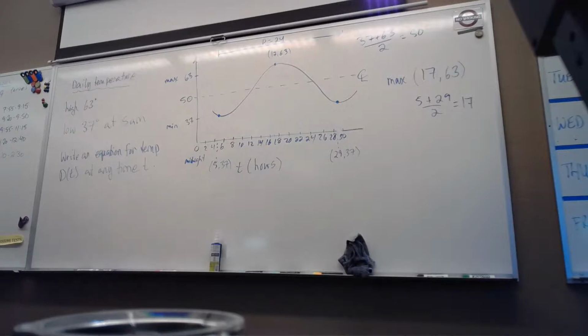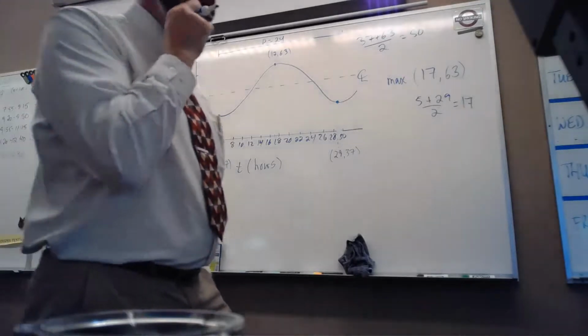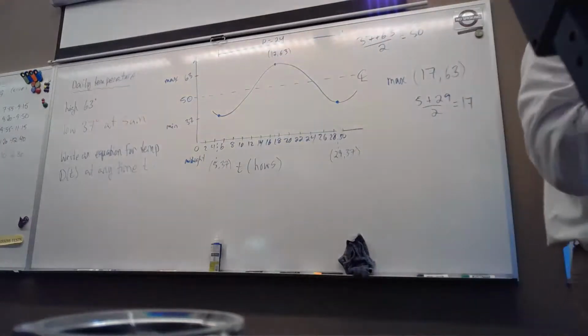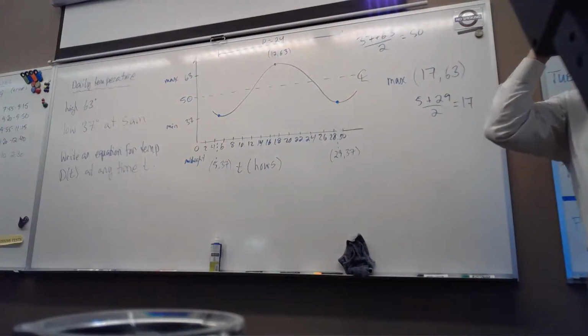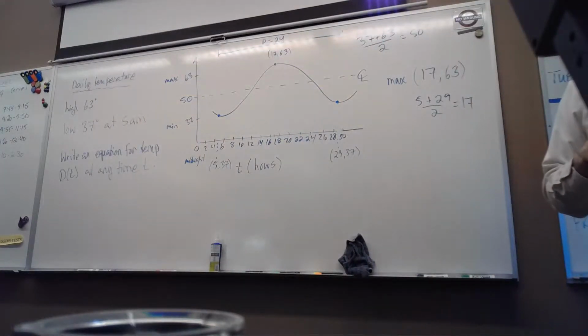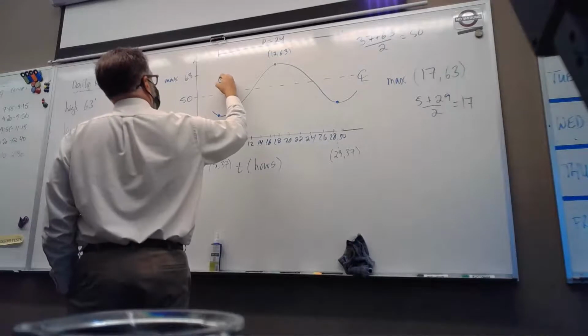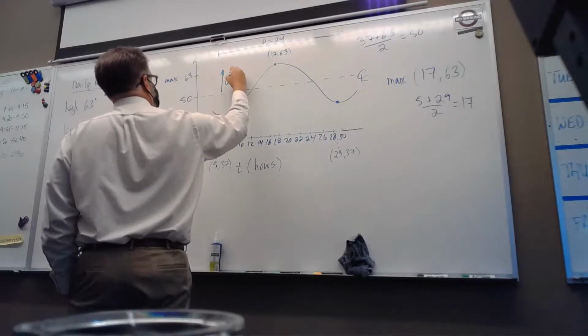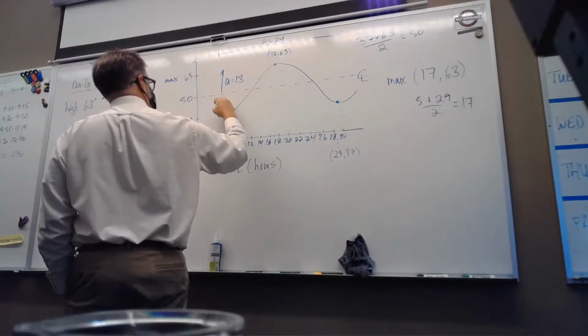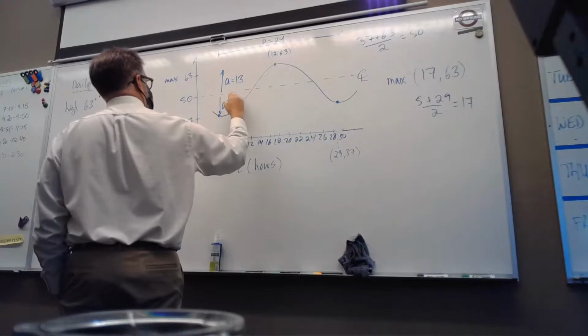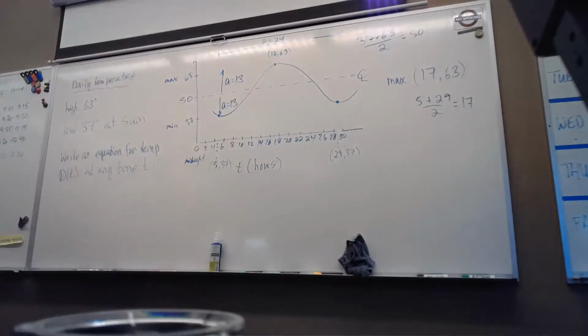What other bits of information might we want? The amplitude. That'd be the distance from the center line to the min or max. Agreed?